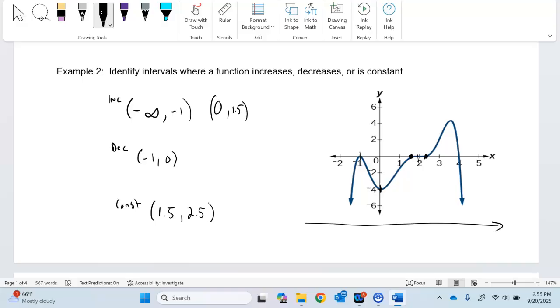All right, we're moving along here from 2.5 till 3.5. It's going to increase. X values, right? Notice I'm not writing that's a y value of 4 or 4.5. I'm not writing that on there, just the x values. And then it's going to decrease the rest of the way, from 3.5 forever to infinity.